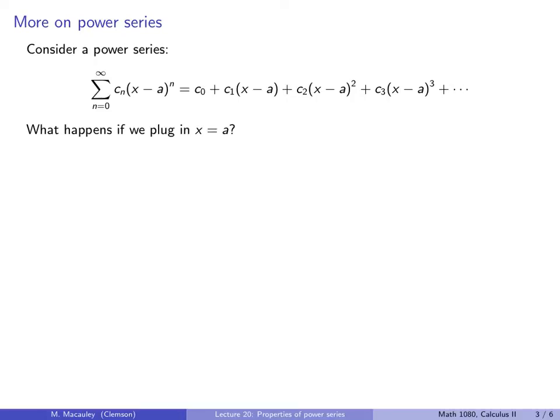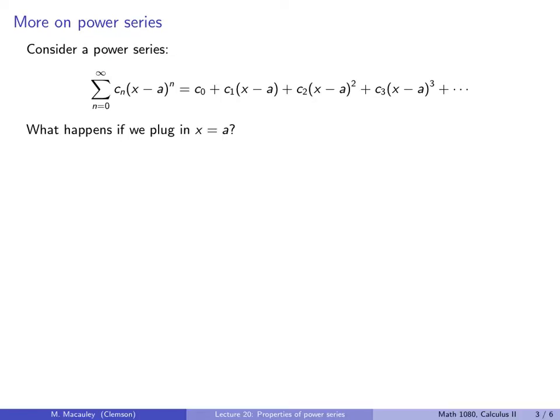So here's one technicality that I need to get out of the way before we continue. So consider a power series. You look at this and you should think these are just successive powers of x minus a. So this thing, if you were to multiply it out, looks something like this, right? Well, I have a quick question for you. What happens if you plug in x equals a?